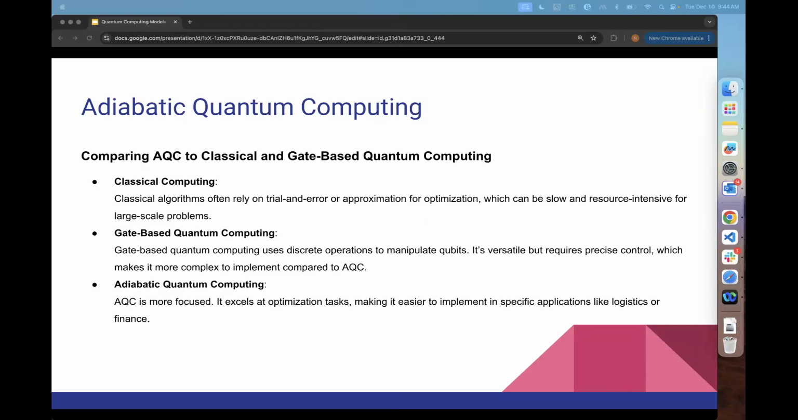And unlike gate-based quantum computing, which requires precise control of a sequence of gates that needs to be applied, adiabatic quantum computing focuses more on optimization, making it much simpler to implement. Gate-based quantum computing is universal. It can be applied to most of the problems out there. But adiabatic quantum computing focuses more on problems that revolve around optimization. So it is particularly suitable for applications in logistics, finance, and other domains where optimization is crucial.